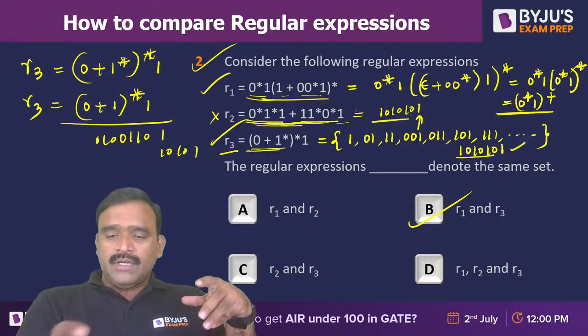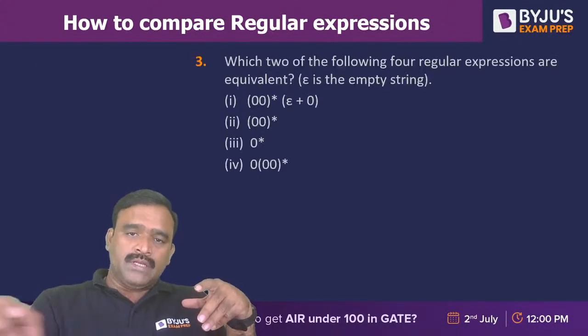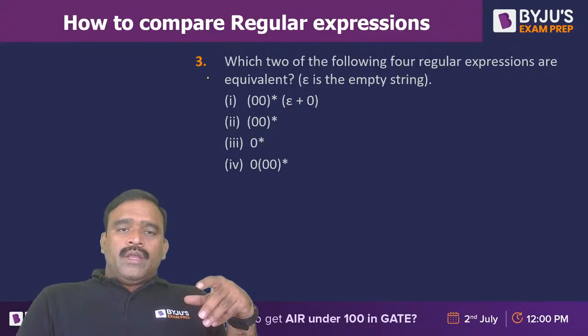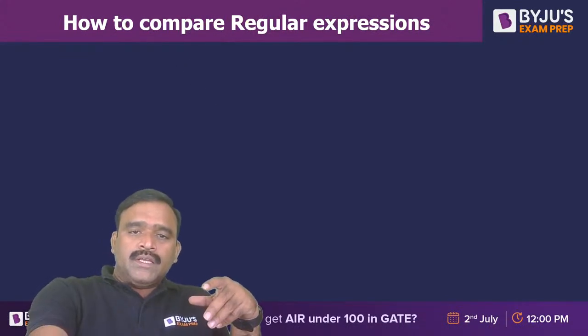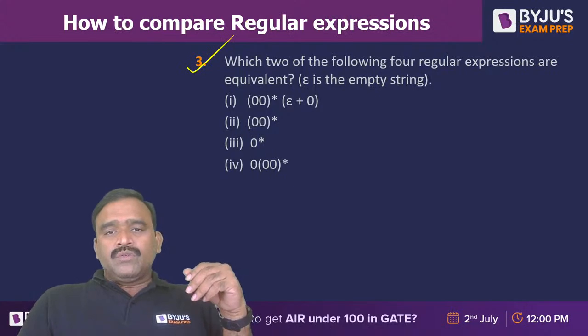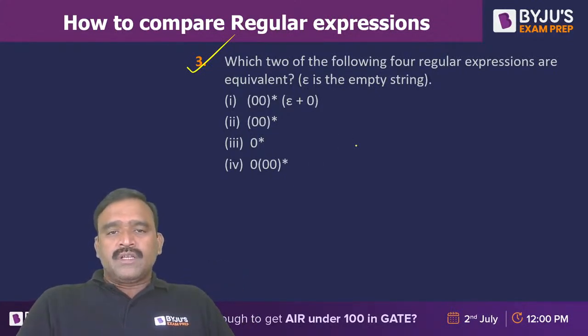Fine. Now let's move on to the next question, question number 3. Question number 3 is like this. Which two of the following 4 regular expressions are equivalent? Epsilon is an empty string, meaning the null string. So I will give you the options. You can tell me the options.